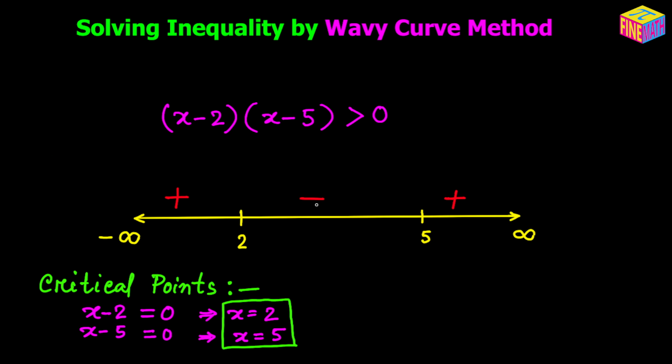Now wherever the function value is becoming positive, we are going to draw an arbitrary graph, or arbitrary curve, which is called the Wavy-Curve. Again, it is not a graph of the function. Please make this point very clear.